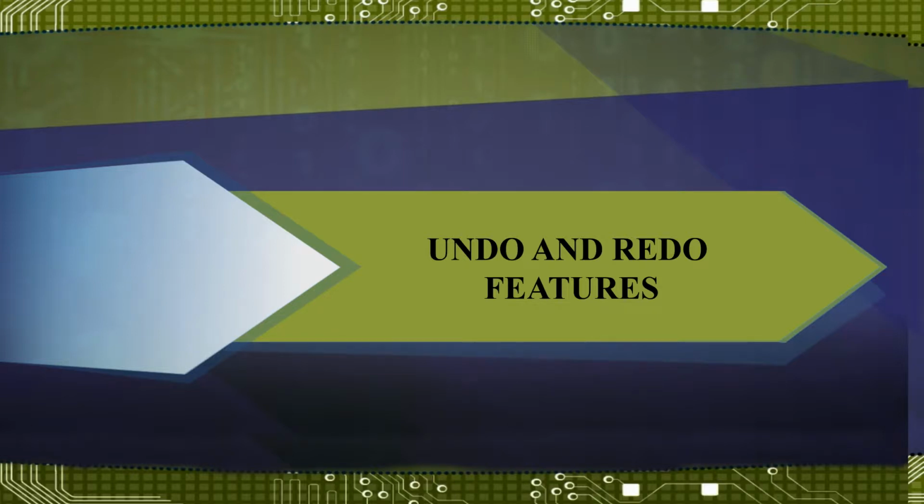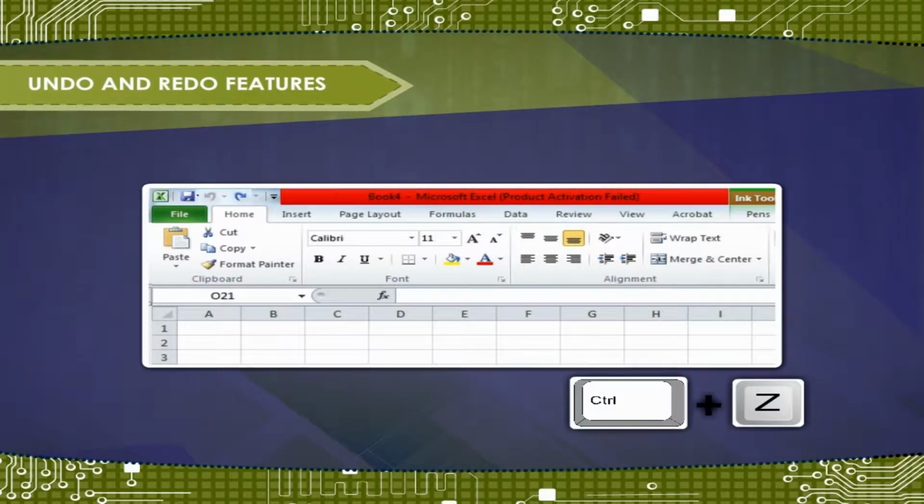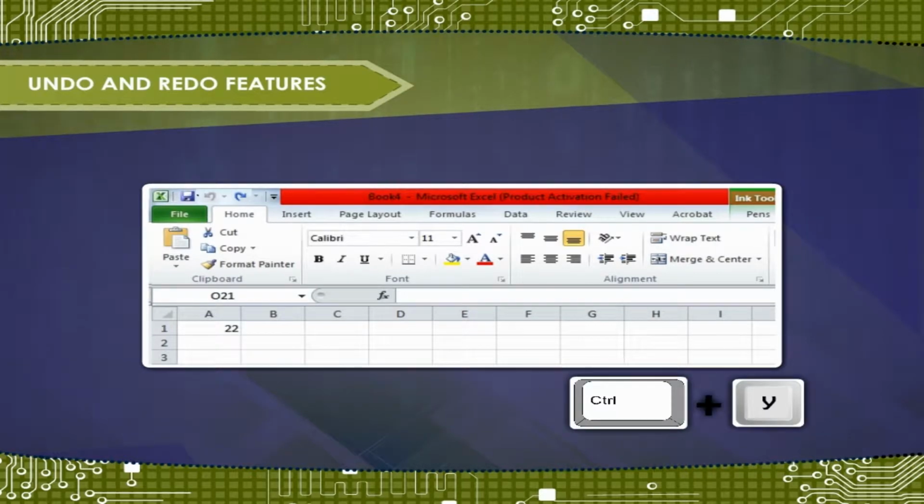Undo and redo features. After using the Undo button on the Quick Access toolbar, or pressing Ctrl+Z, Excel 2010 activates the Redo button to its immediate right. When you click the Redo button or press Ctrl+Y, Excel redoes the thing you just undid.